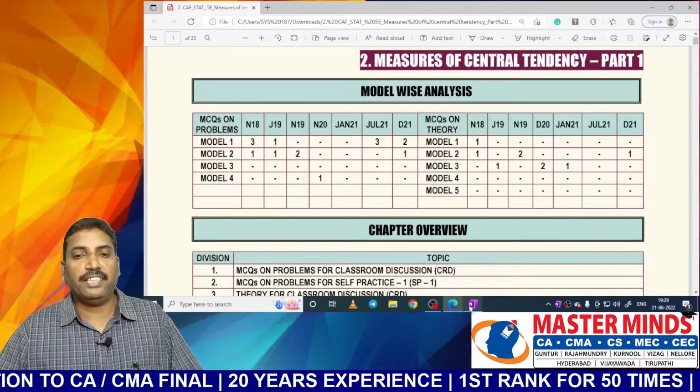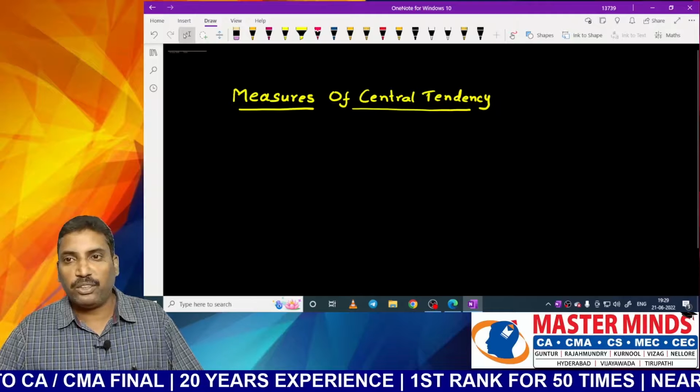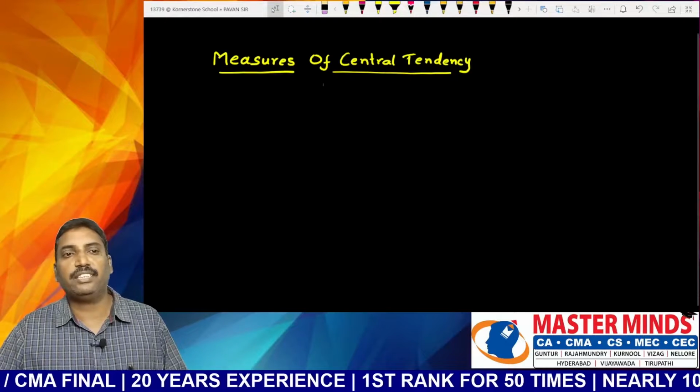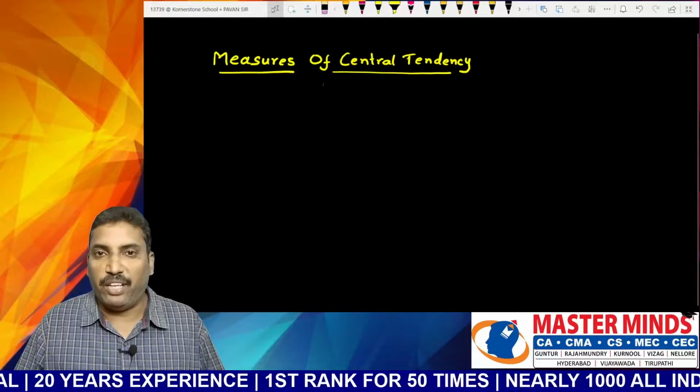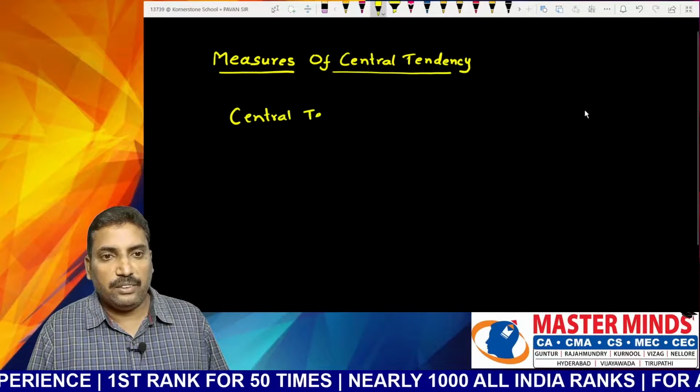So what is central tendency? First we have to discuss what a central tendency is, then we discuss measures of central tendency. So what is meant by central tendency value?